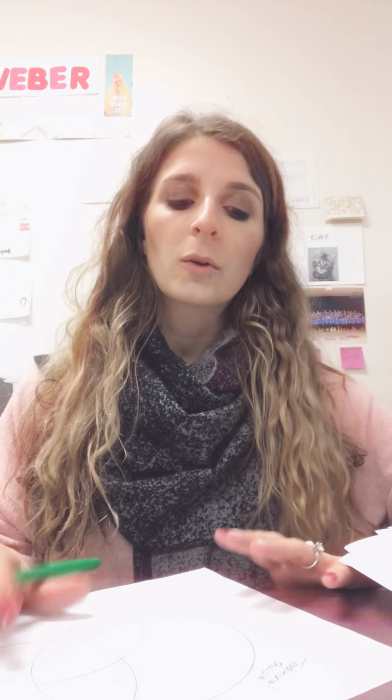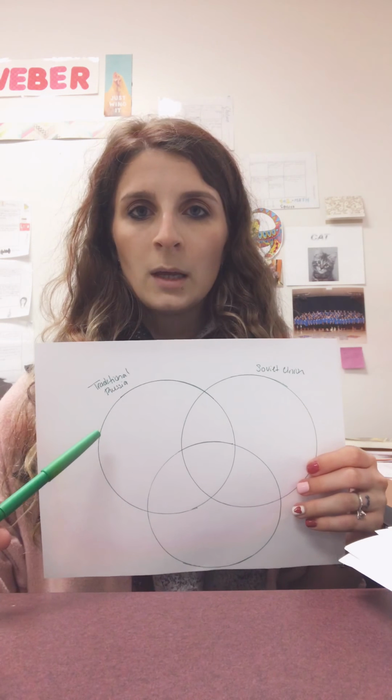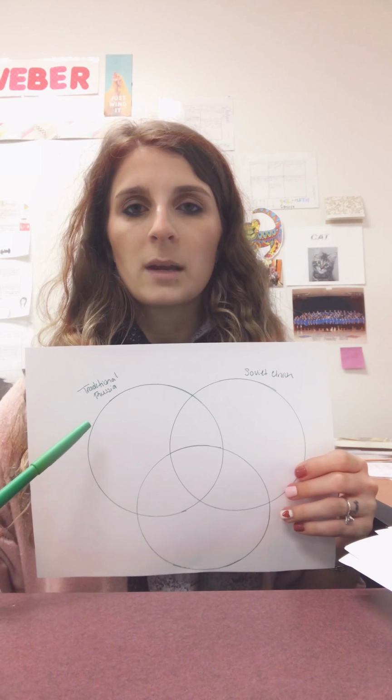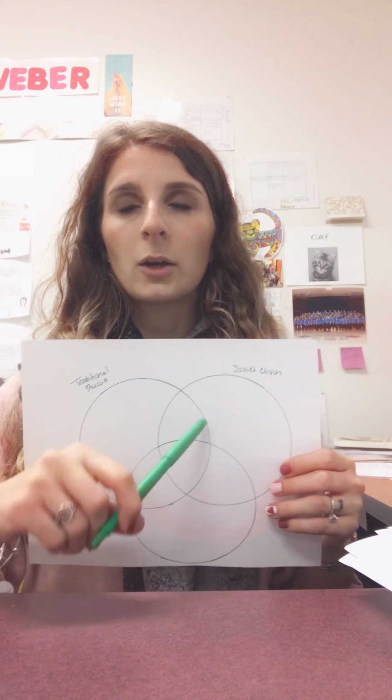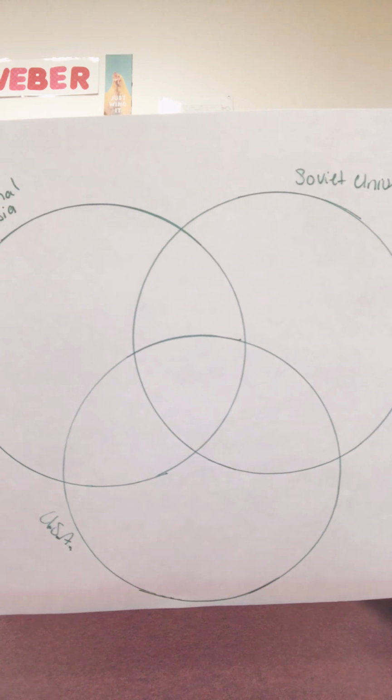The second government that we're comparing and contrasting with Russia is going to be the Soviet Union. Remember that the Soviet Union is what came from the traditional Russian government, so that's why we're comparing and contrasting these 2. And then the last government system we're comparing and contrasting is the United States of America. So make sure you label your triple Venn diagram like so.